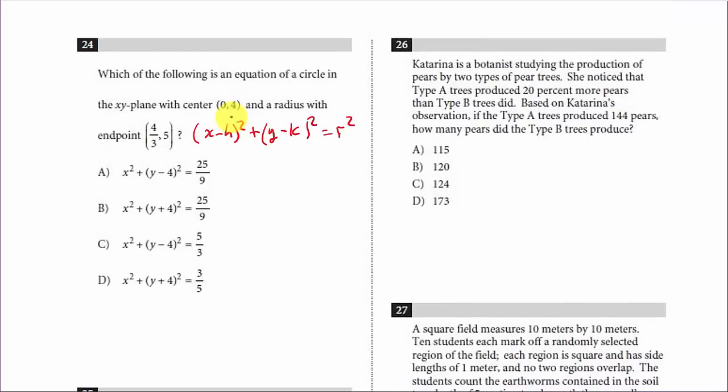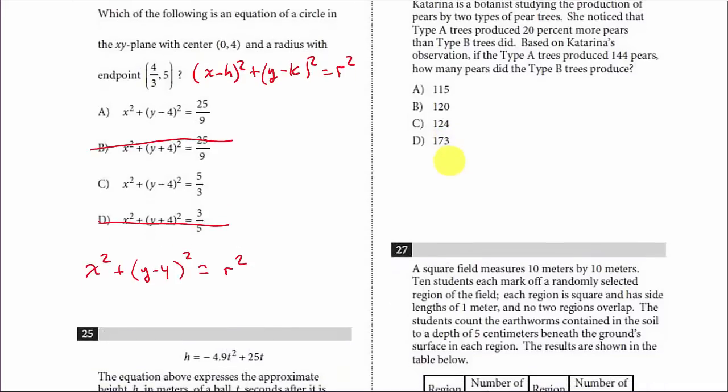Well, the equation of this circle would actually be, if we plug 0 in for h, x squared plus, and then we've got y minus k, so y minus 4 squared, equals r squared. So we know it's not this one, and it's not this one, so it's one of these two. So we need to figure out r squared.